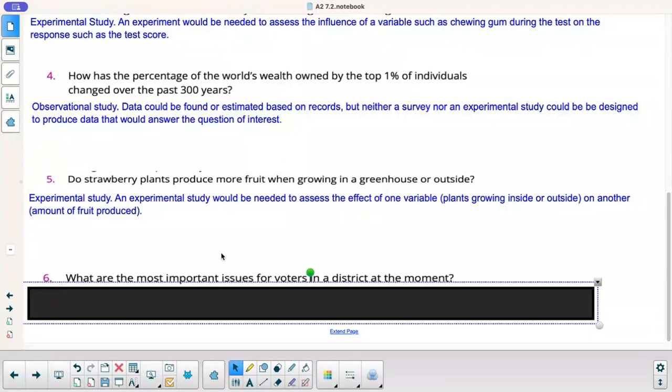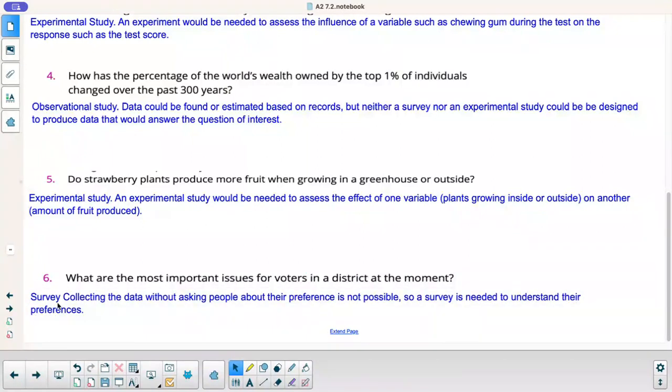All right, what are the most important issues for voters in a district at the moment? That would be a survey. You're finding something about preference. A survey collecting the data without asking people about their preferences is not possible. So survey is needed to understand their preferences.